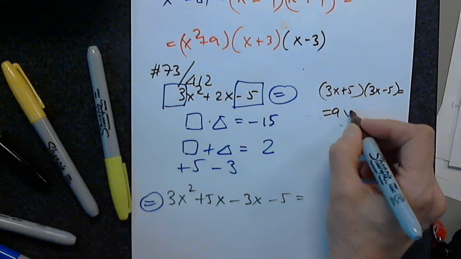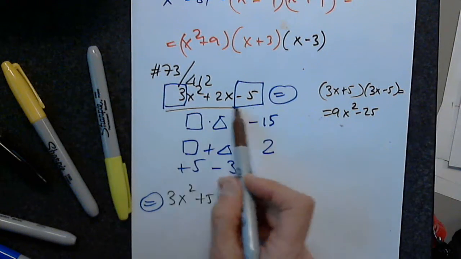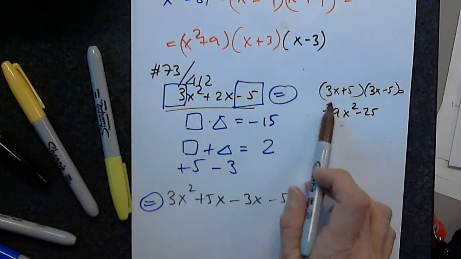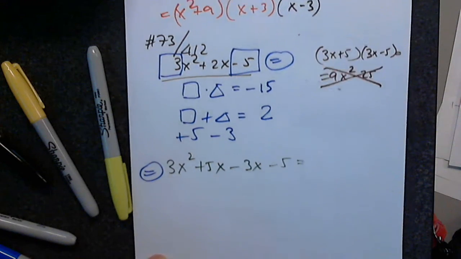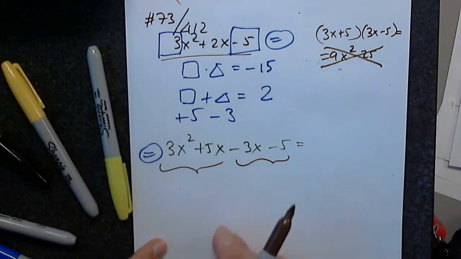Here's the answer: 9x squared minus 25. Do we have that here? Right. Okay. All right. I see. All right. So now it's just factoring by grouping.